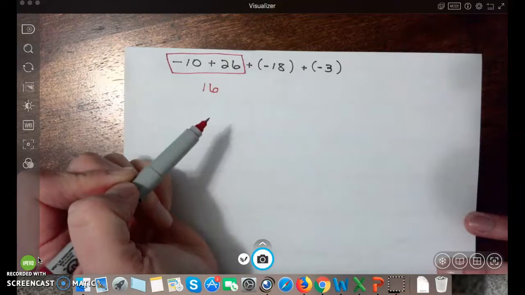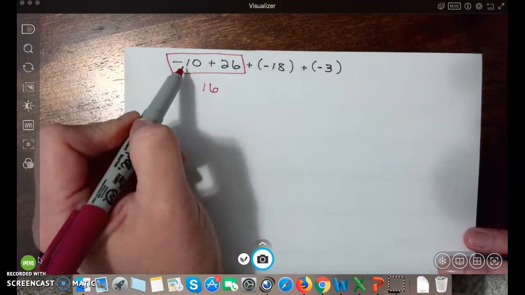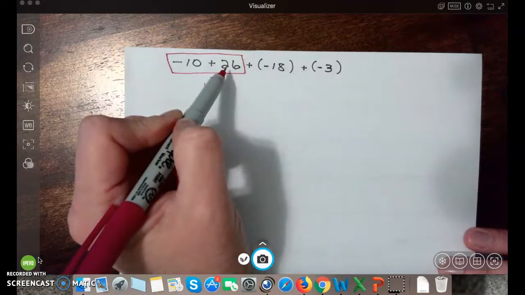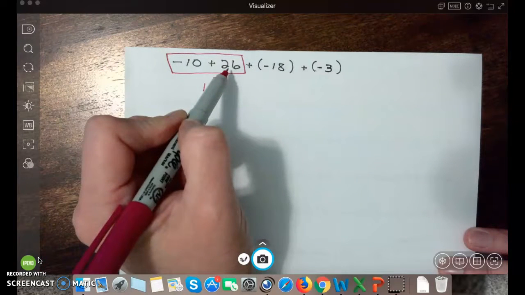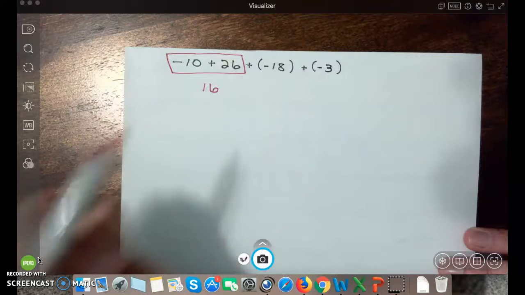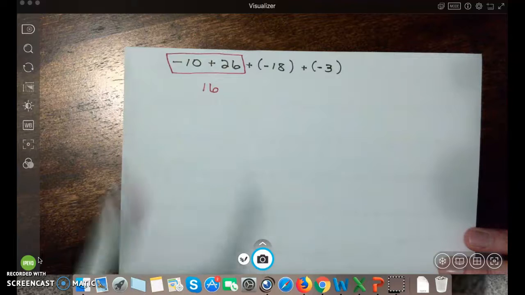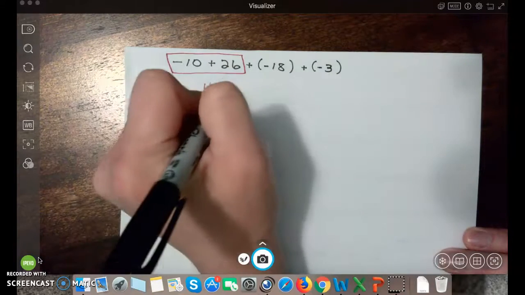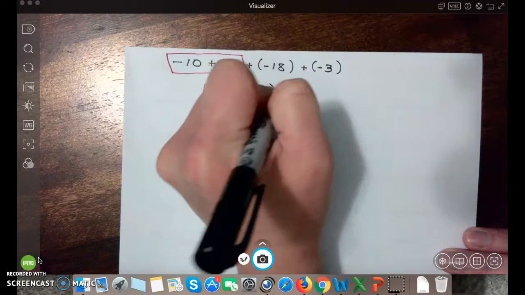If I'm thinking my number cubes, -10 would be red cubes, 10 of them. Positive 26 would be 26 green cubes. I have two different color cubes. So the 10 red that I have are going to cancel out with 10 of the green that I have, and that's going to leave me with green cubes left, 16 of them. So those are the tricks that we learned in the last video. Now that I've added the first two numbers, I'm going to bring down the rest of my problem so everything stays lined up.